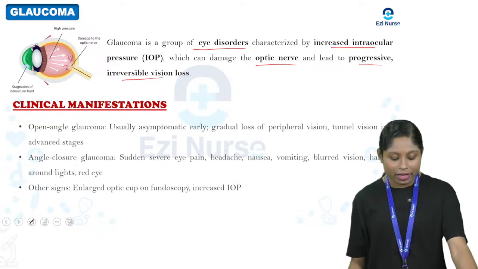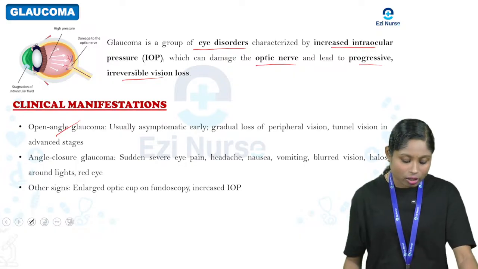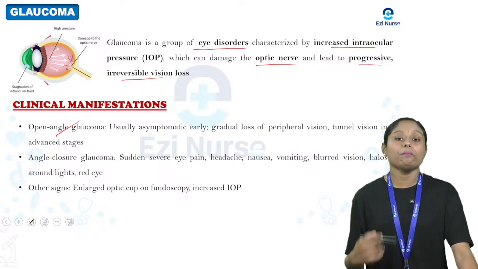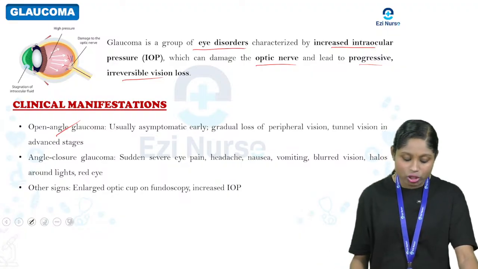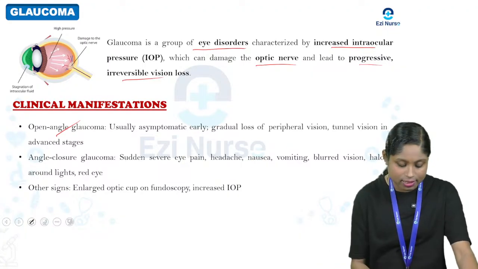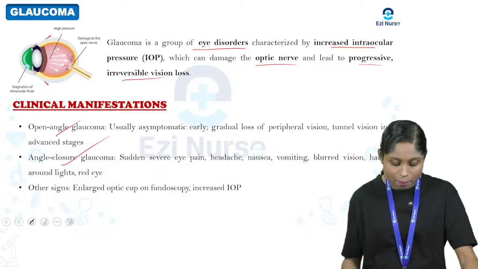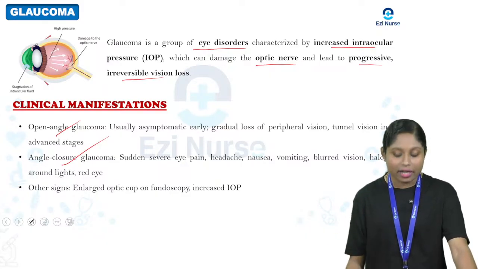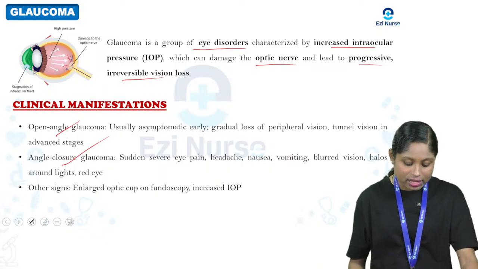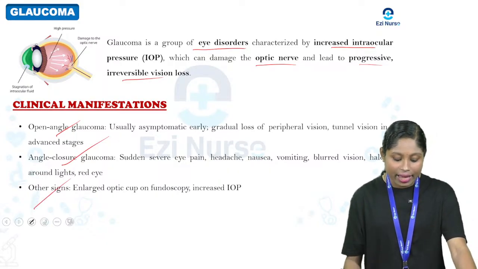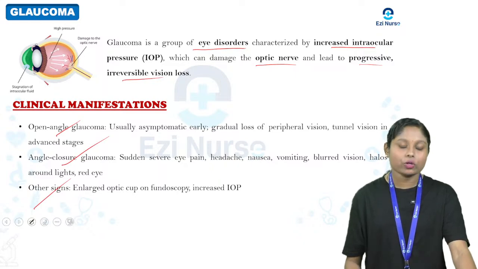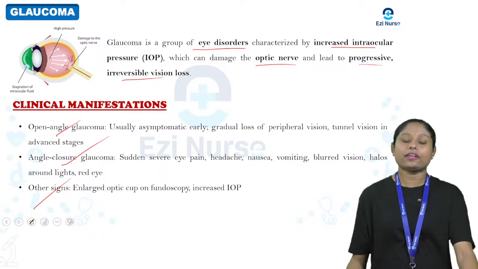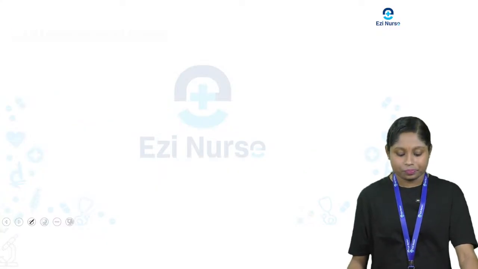So what are the clinical manifestations? Open angle glaucoma is usually asymptomatic, with early gradual loss of peripheral vision and tunnel vision in advanced stages. Angle closure glaucoma: sudden severe eye pain, headache, nausea, vomiting, blurred vision, halos around lights and red eye. Other signs are enlarged optic cup on fundoscopy and increased intraocular pressure. So these are the clinical features of glaucoma.